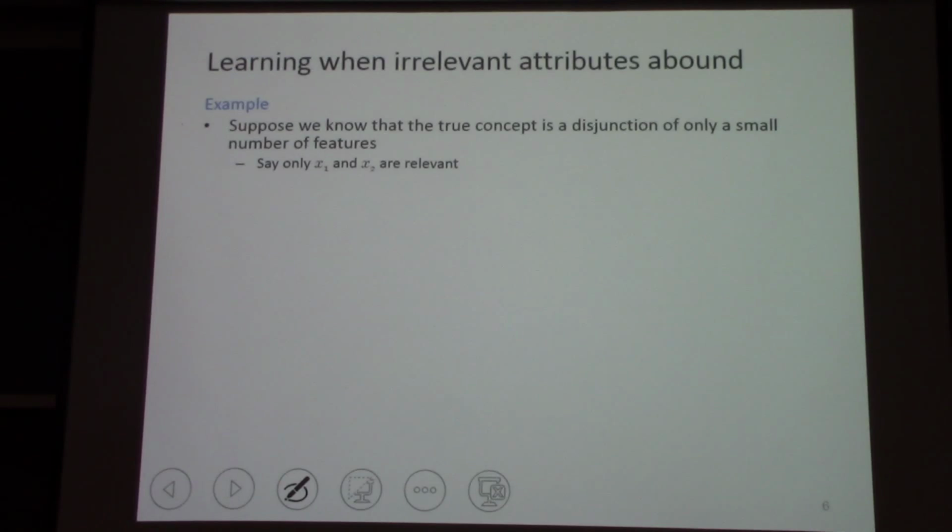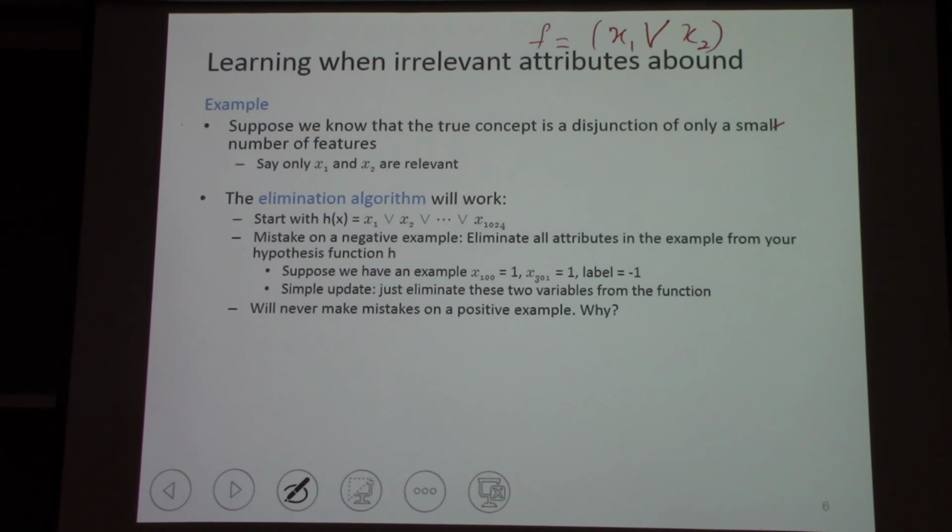Say we have a function which is only a disjunction of 2 inputs. So we have, let's say, 1,000 variables, x1, x2, x3 and so on till x1000, but only x1 and x2 are relevant, which means the function, let's say, is x1 or x2. But we don't know that. We have 1,000 variables. One algorithm that can learn these things is what we call the elimination algorithm. I don't know if you remember it, so I'm going to walk through it. It's a very simple algorithm.